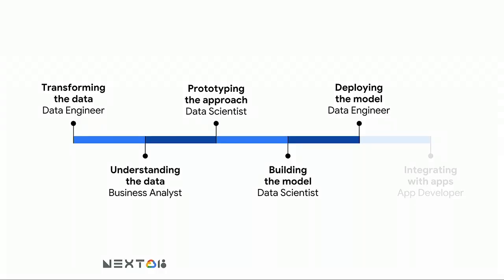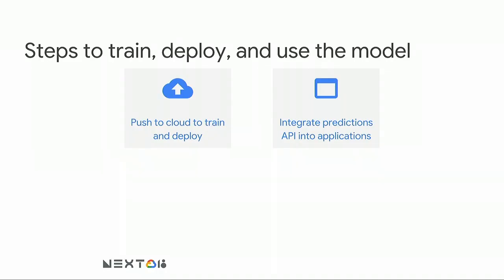Right, so the next step here is deploying that model: training it, deploying it, and running it at scale. For the data engineer, there are two main steps they've got to take. First, they've got to push that model to the cloud to train it and then deploy it ultimately on a running service that can scale. And then they've got to integrate that prediction mechanism into an application.